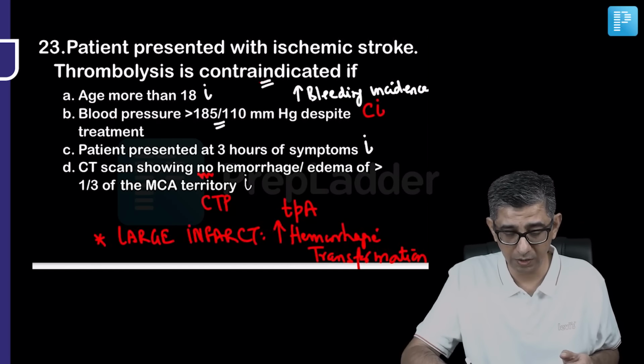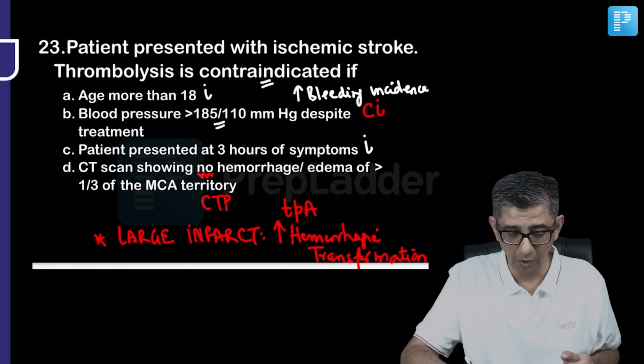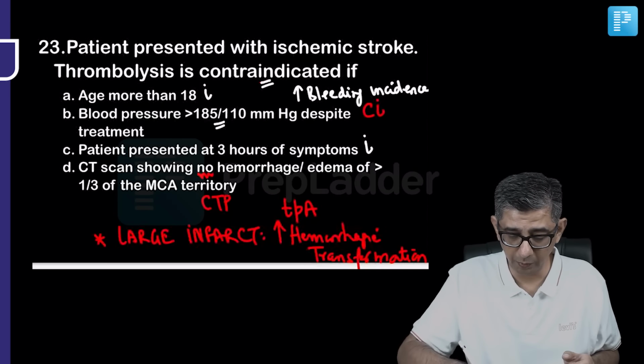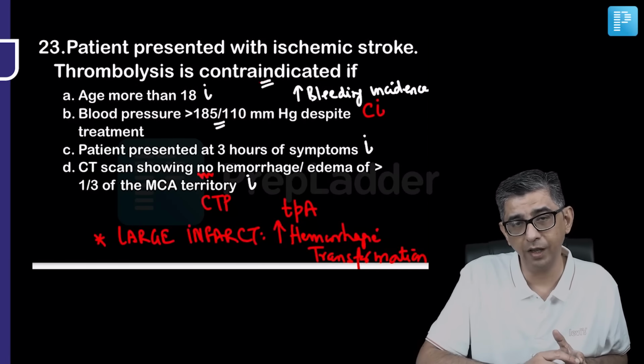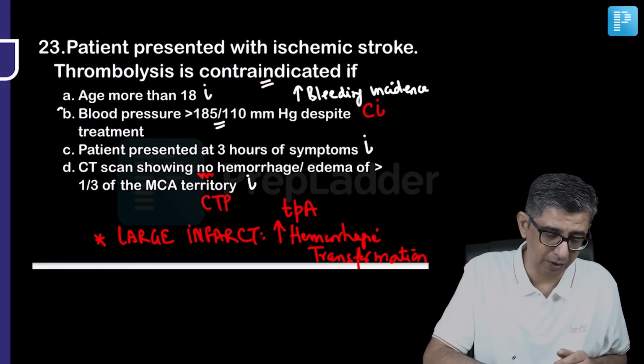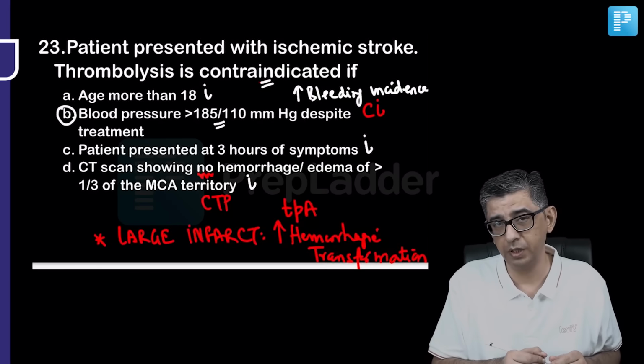There are three indications that I've discussed in this particular question. But if a person is having extremely high blood pressure, I would first like to use labetalol to decrease the blood pressure and then proceed with thrombolysis. The correct answer for this question will be option number B.